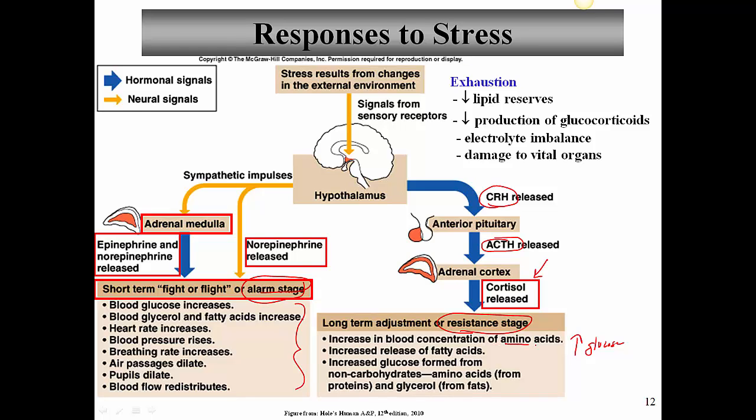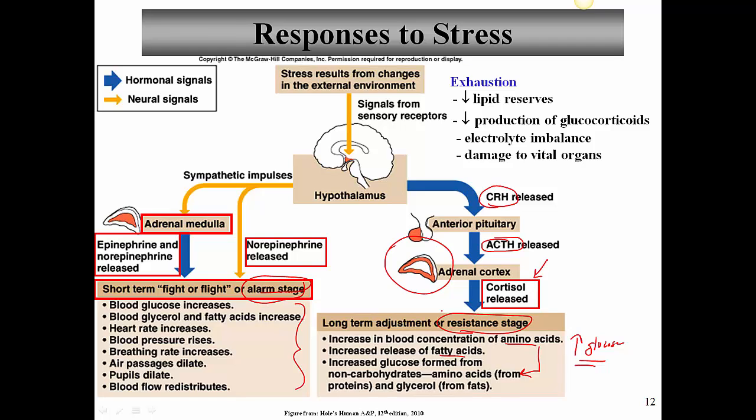So we increase the blood concentrations of amino acids, and as you remember, we can actually use these amino acids for energy. Increase the release of fatty acids, increase glucose formed from non-carbohydrates, like amino acids, like glycerol, like lactic acid, like oxaloacetate. All of these things serve to increase blood glucose. So this has somewhat of the same effect as the alarm stage, except this happens over a longer period of time. The amount of epinephrine and norepinephrine stored in the adrenal medulla is small compared to the amount of cortisol that can be released by the adrenal cortex.